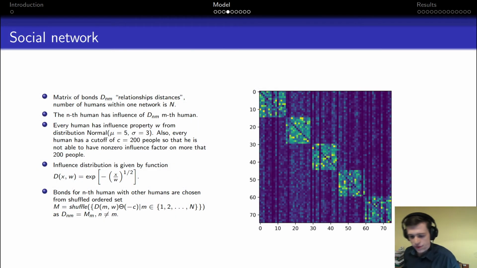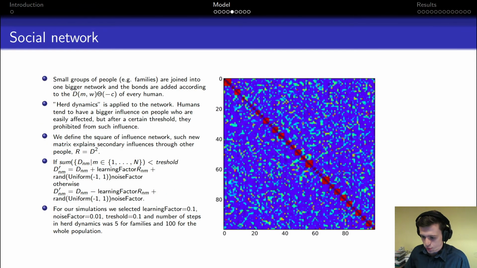To model the real-life scenario, we assume that there is a different influence between every individual in the community. These influences are given by the matrix D and are obtained by this exponential function. Every human has his own weight, which is given by this normal distribution, and after obtaining influences for every individual, we shuffle them and assign them to the rows of the matrix D.